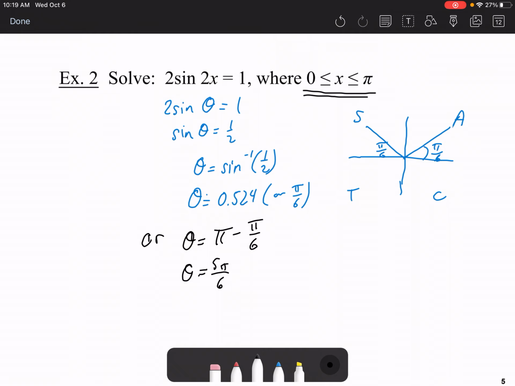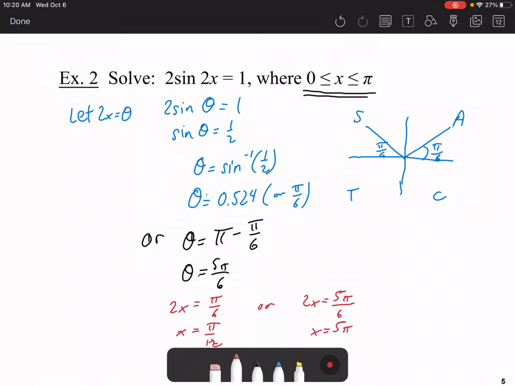Now remember, theta was replaced by 2x. So to actually find these values, 2x is equal to pi over 6, or 2x is equal to 5 pi over 6. Divide both of these by 2, and you get pi over 12, and 5 pi over 12.